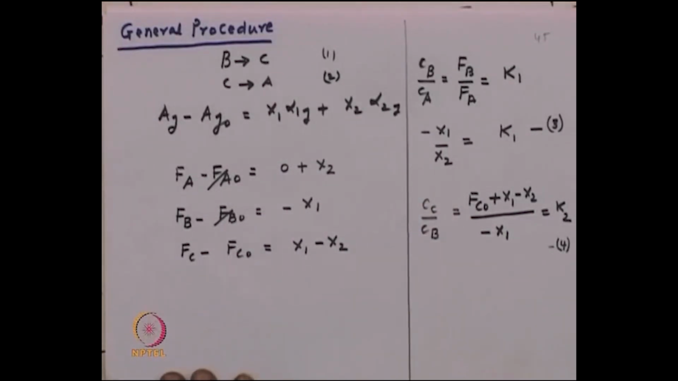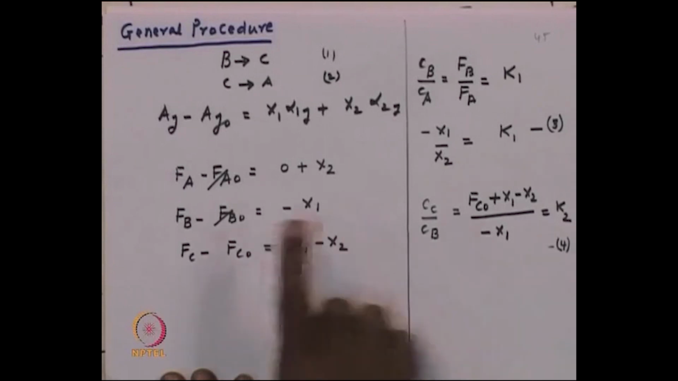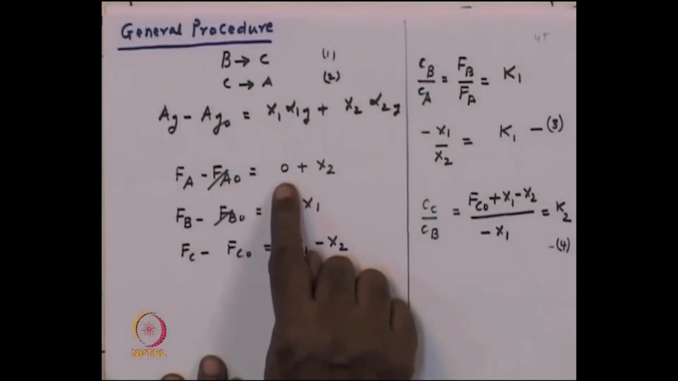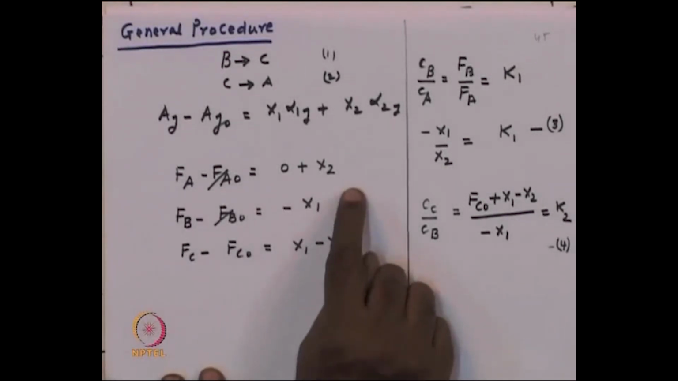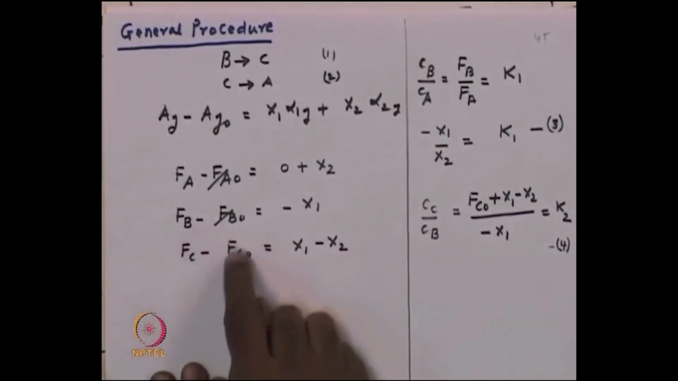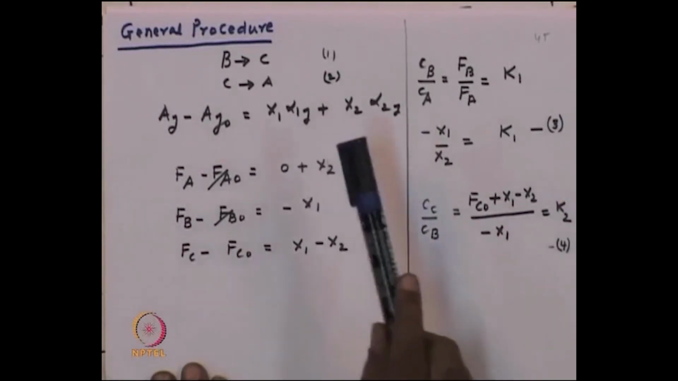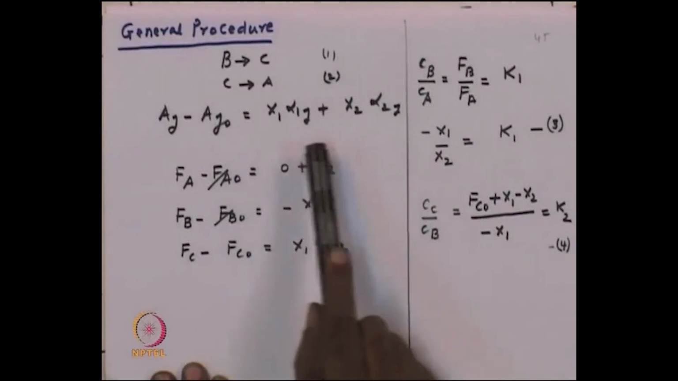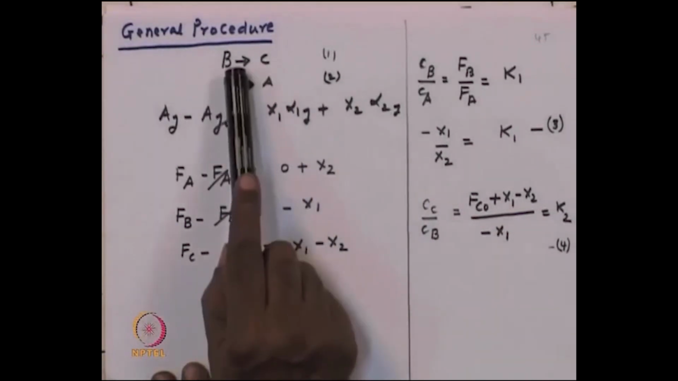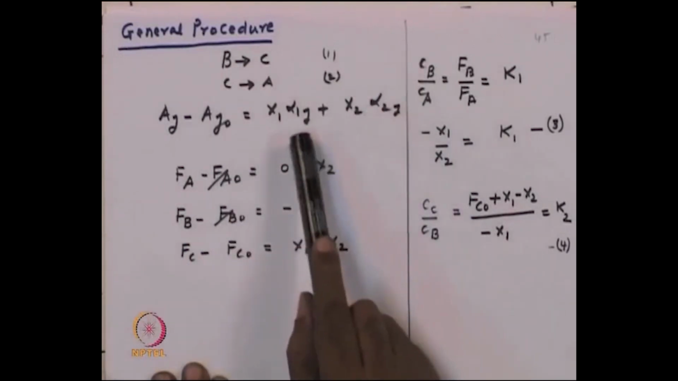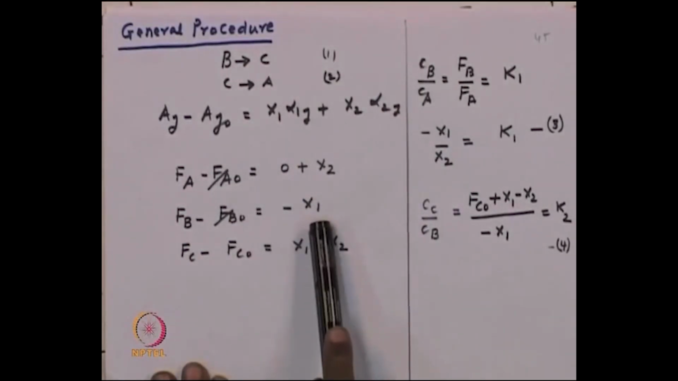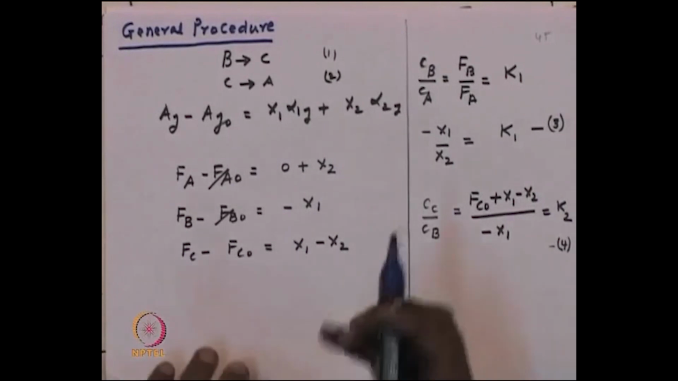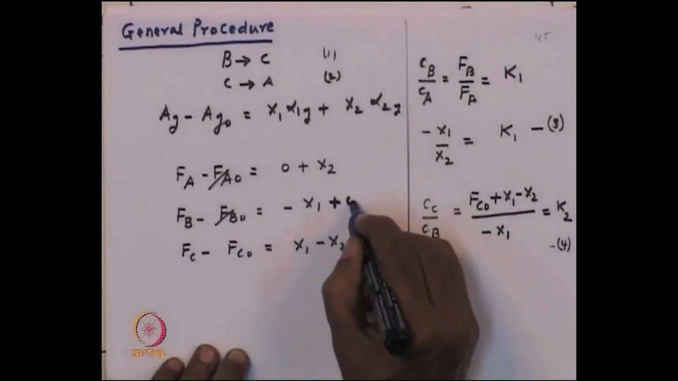Plus 1, plus 1. Okay. So, F A minus F A 0 equal to 0 plus x 2. Now, F B minus F B 0: F B is in reaction 1, F B has a negative sign, minus 1. Reaction 1, B occurs in reaction 1, it is minus. So, I put minus x 1. x 2, it does not occur in the second reaction, so I should put 0.